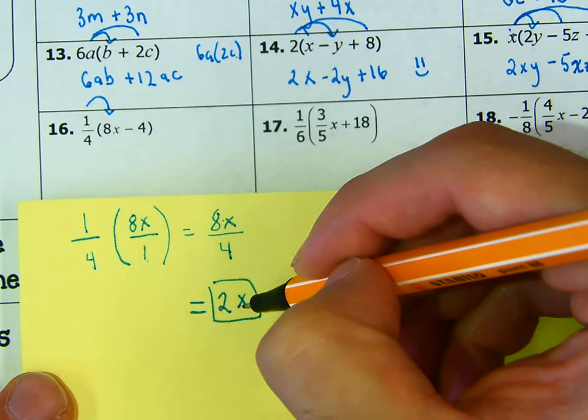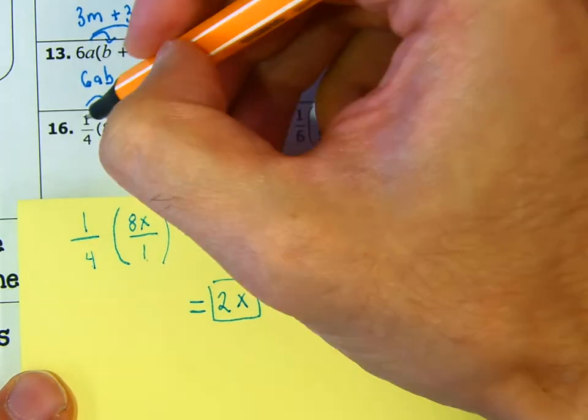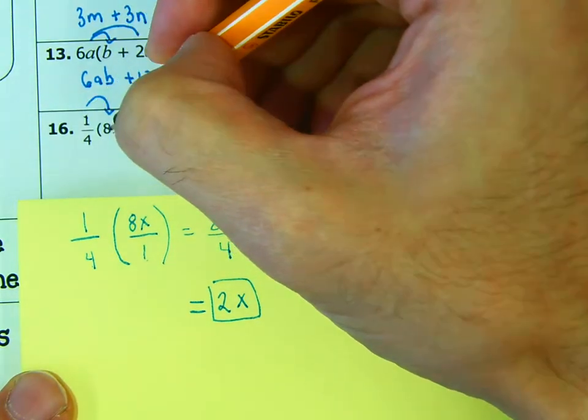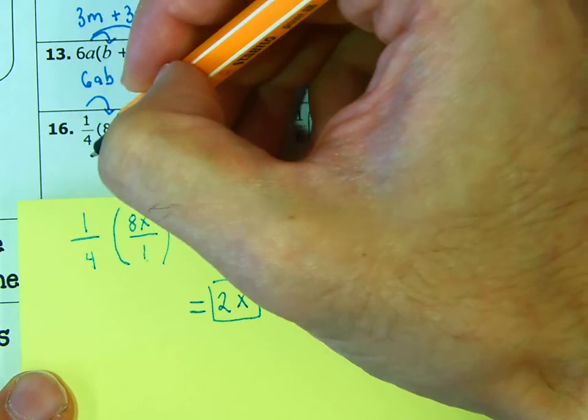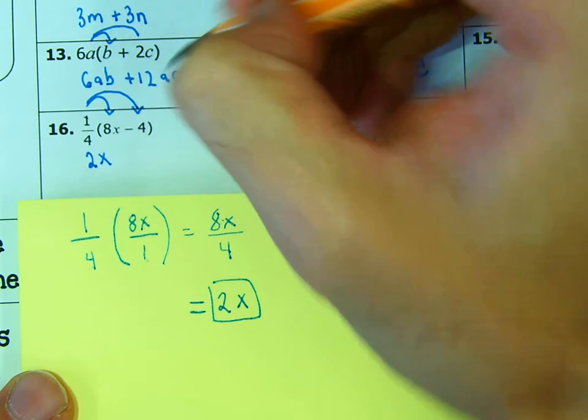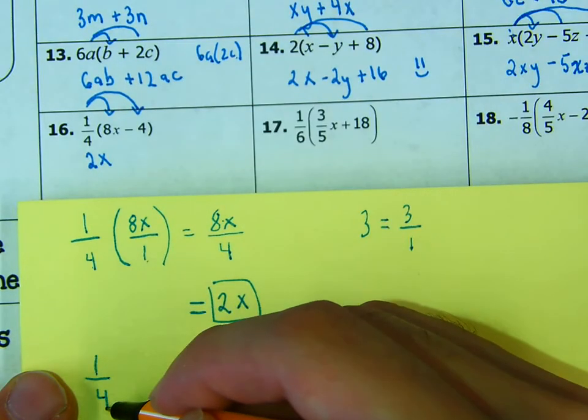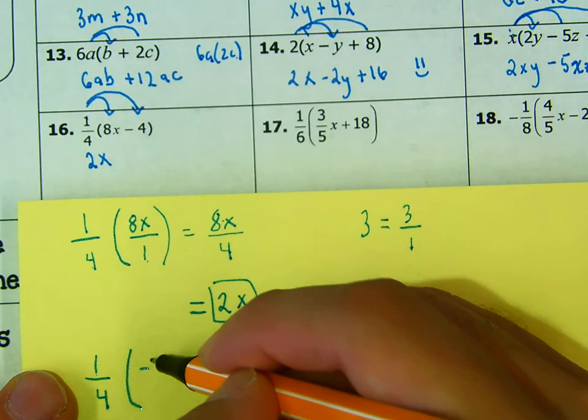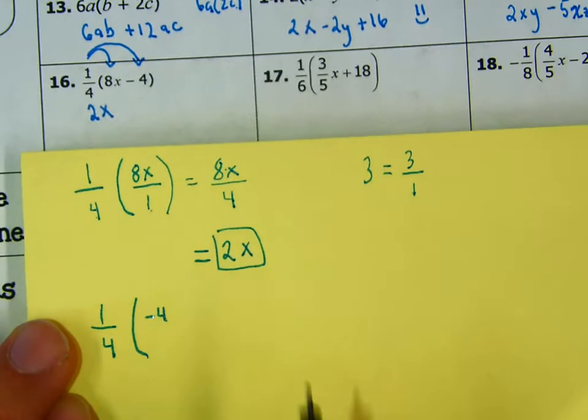Right? And then what does this 2x represent? It represents a fourth of 8x. A fourth of 8x is 2x. And then how would I do this? What is 1/4 of negative 4? Right? What is a fourth of negative 4?